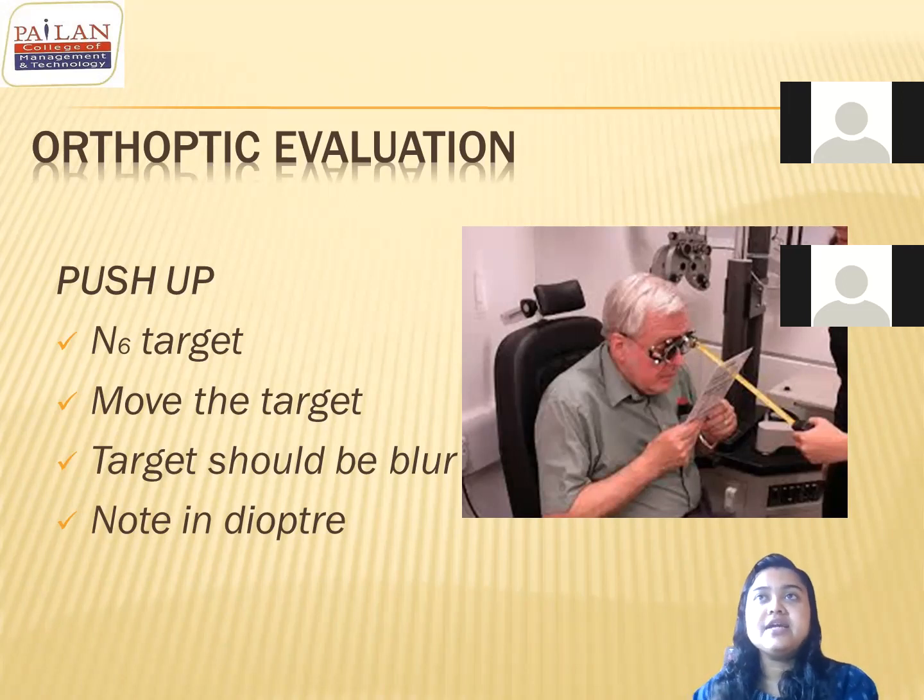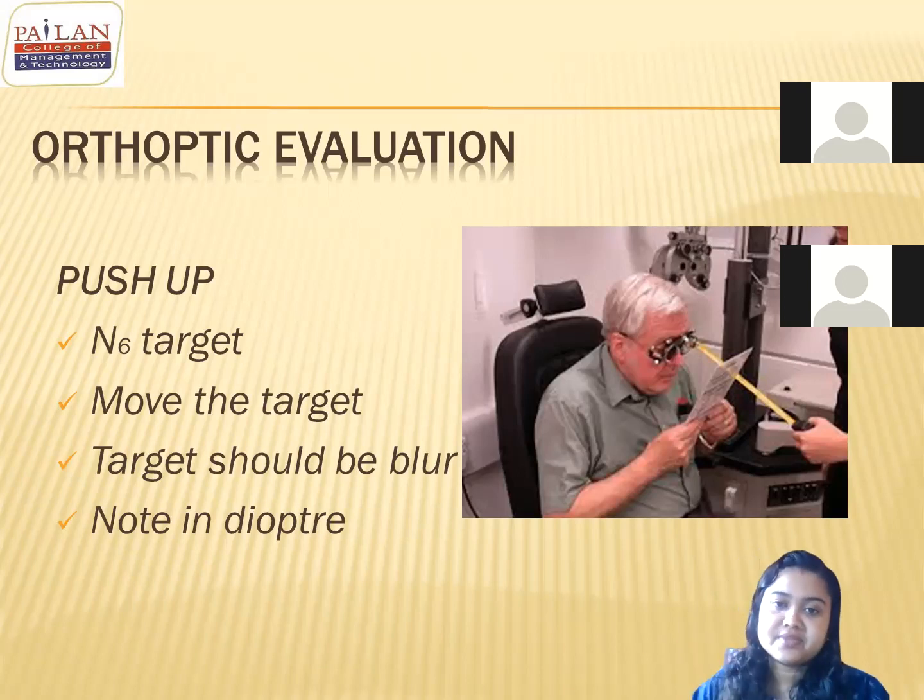Suppose the reading distance is 40 centimeters. That means 100 by 40, which is plus 2.5 diopters. So for reading a book at 40 centimeters, you need at least plus 2.5 diopters of accommodation. Is it very clear to all of you? Yes. So the amount of accommodation always changes if the reading distance varies.